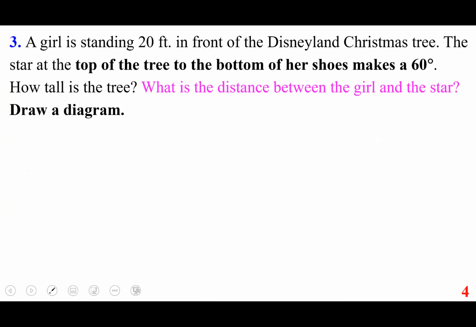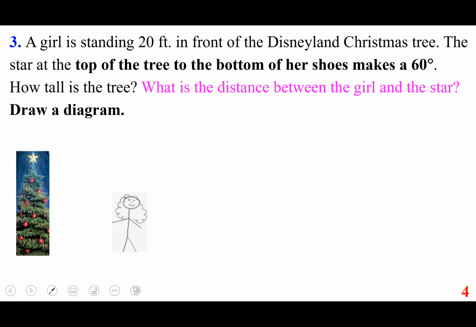Could somebody read this, please? A girl is standing 20 feet in front of the Disneyland Christmas tree. The star at the top of the tree to the bottom of her shoes make a 60-degree angle. How tall is the tree? What is the distance between the girl and the star? Draw a diagram. Excellent. So it looks something like this.